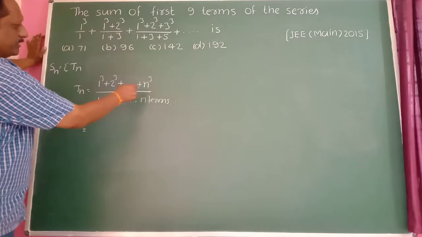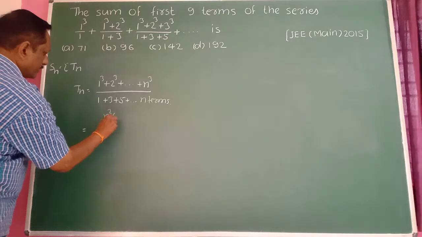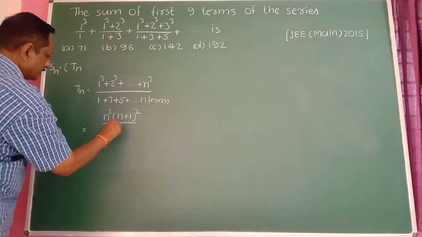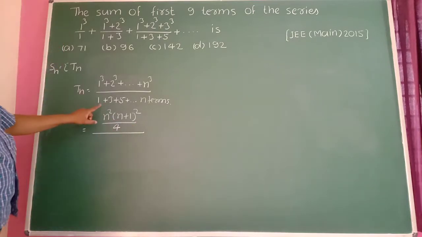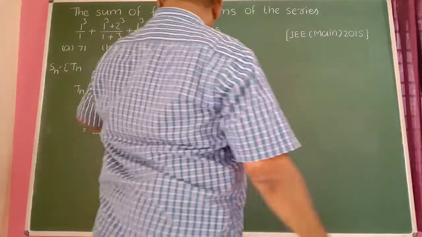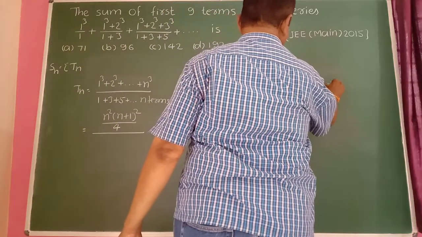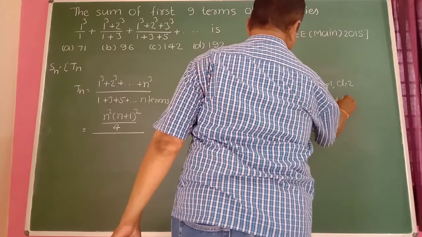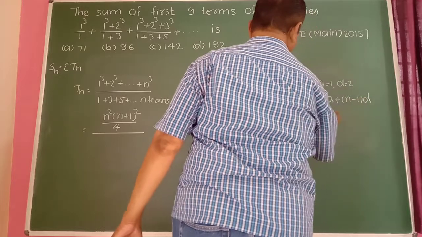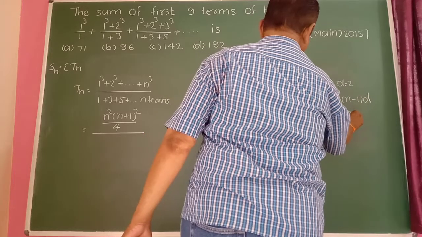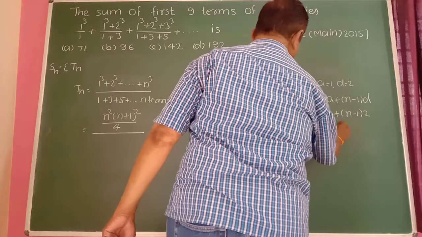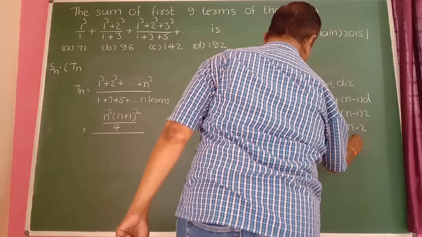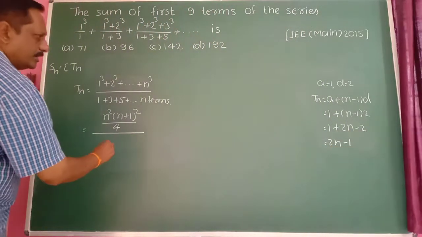Therefore the numerator is n square into n plus 1 whole square divided by 4, whole divided by the denominator. The terms in the denominator are in AP. So a is equal to 1 and the common difference is 2. So Tn is a plus n minus 1 into d. This is the formula. 1 plus n minus 1 into 2, that is 1 plus 2n minus 2. Then 1 minus 2 gives minus 1. Therefore it is 2n minus 1.